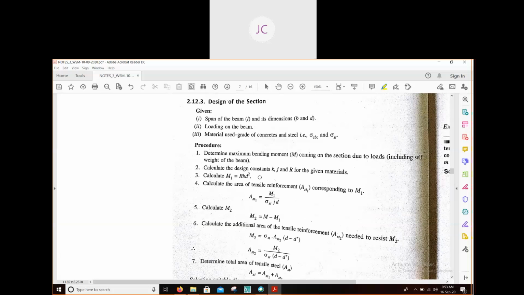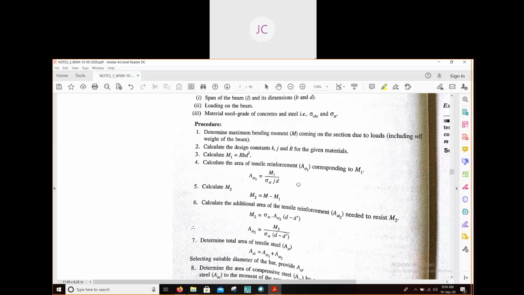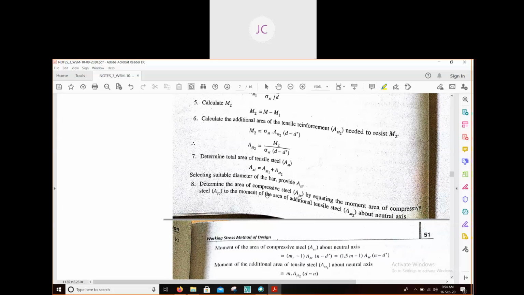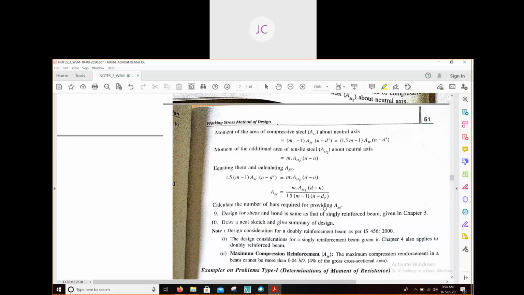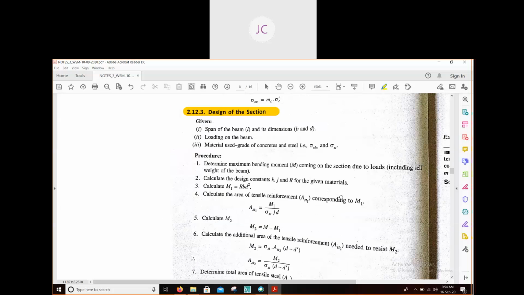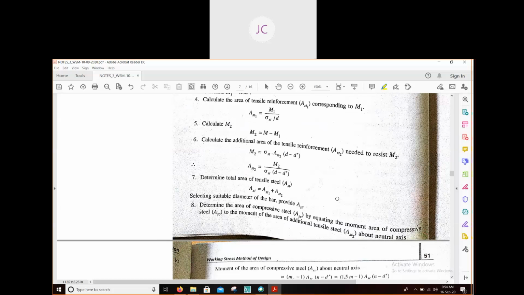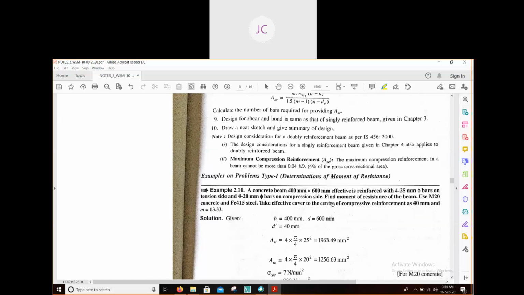And the last one is the most important, the design of section. That means we have to determine everything, we have to design everything, and this is the most important for a doubly reinforced section. So let us start solving numericals, then it will be very clear to you.